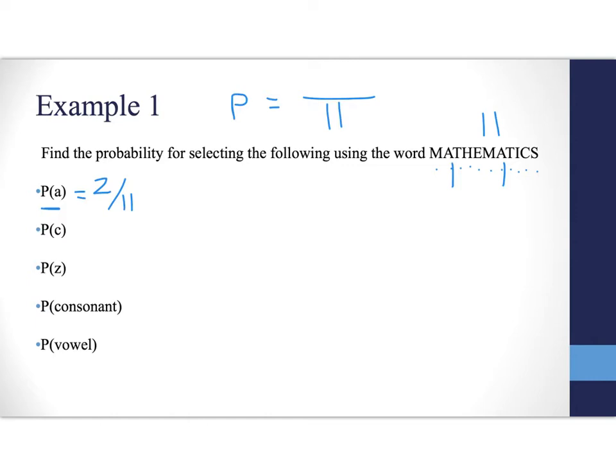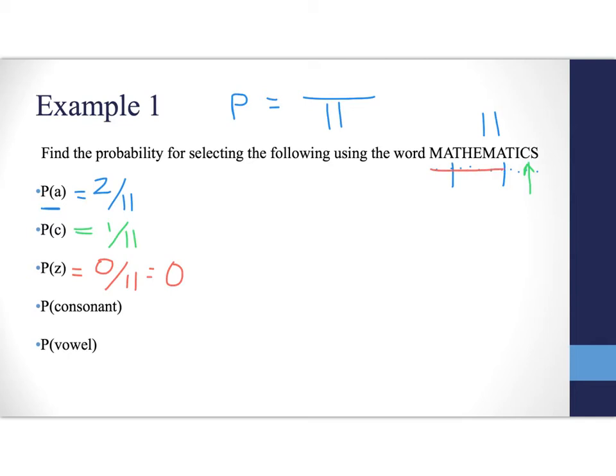If we look at the next example, it says the probability of pulling out the letter C. When I look at this, there's only one letter C. So this probability is going to be 1 out of a total of 11 possibilities. Now, when I get to P of Z, I look at the word mathematics and I do not have any letter Z's in the word. So I have 0 favorable outcomes out of 11 total possible. If I simplify this, it's just a 0. And if you remember, a probability of 0 means the event absolutely will not occur.